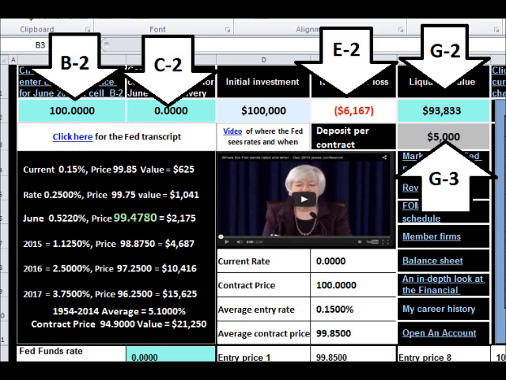At 0, if we decrease the leverage, our maximum loss is shown in E2 of 6,167. Our liquidating value in G2 is 93,833. Not only are we prepared for a move to 0, but we could actually add positions all the way down to 0 without risk of margin call or a debit balance.